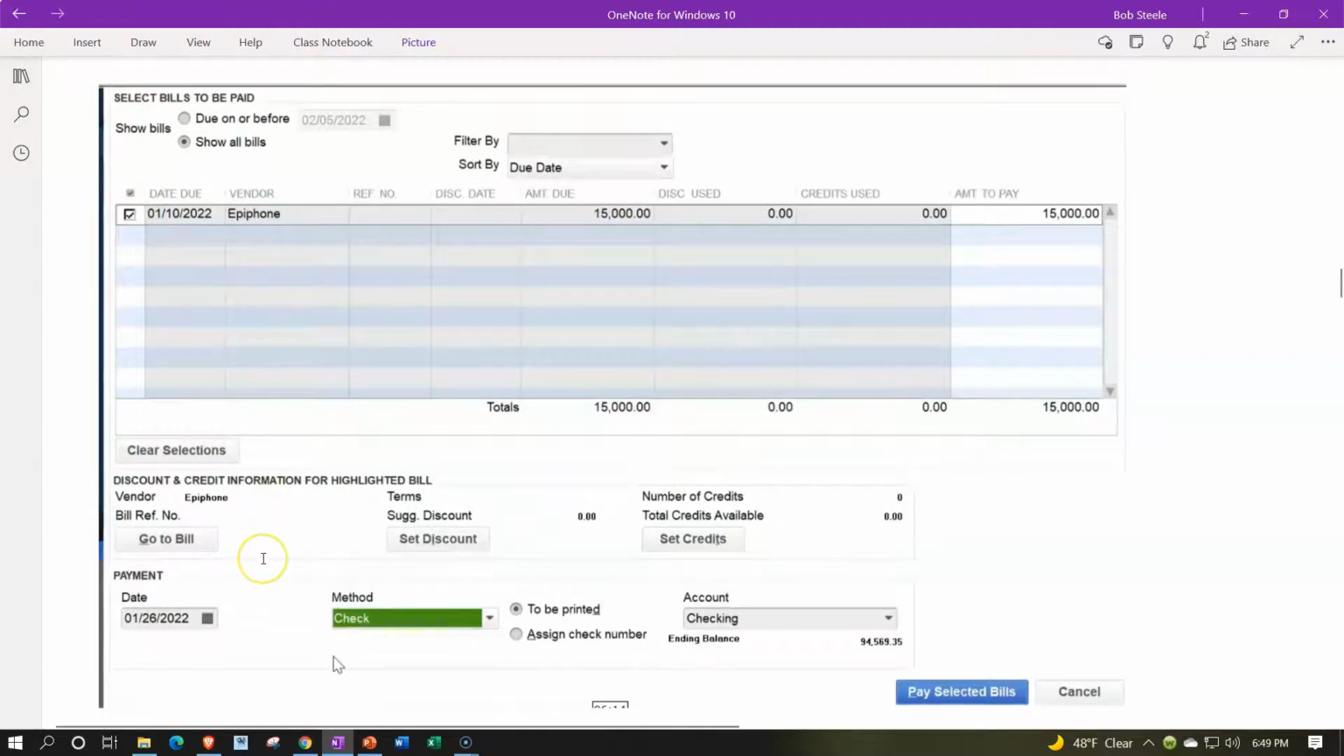And then if we had any bill reference number, we could go to the bill here, the bill reference number, and we could set the discount if that was applicable. And then the total credits available, we could set the credits if that was applicable. Not applicable here. The payment date is going to be 1/26. That's the date of the check. The method could be the check.